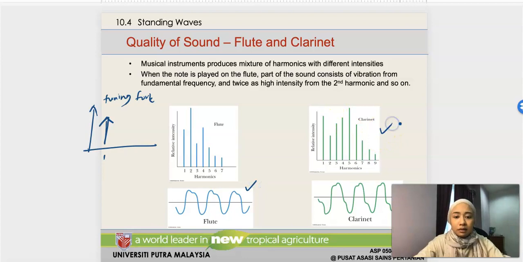For a clarinet, it's much more complicated. The note consists of the first harmonic like this, and then the second harmonic is half of the first harmonic. The third is a little bit lower than the first harmonic, and so on. So they have their own profiles. So it is complicated, but they engineer it somehow. Okay, that's called music engineering.